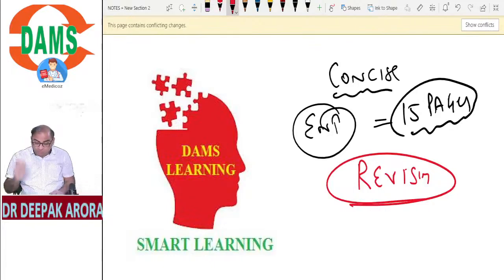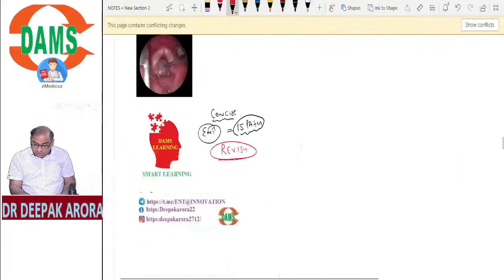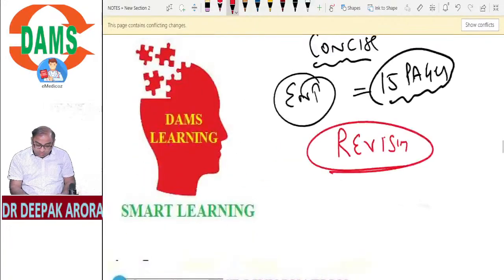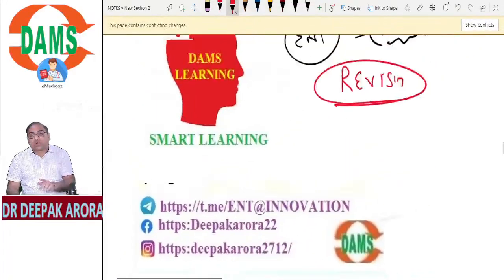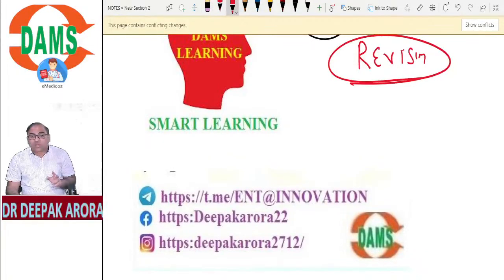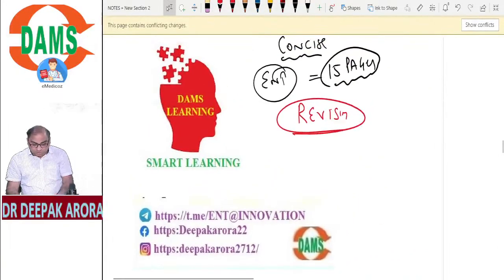Try your best to make this mind map. Try to make this mind map of congenital dyspnea. Any query, feel free to ask me. You can inbox me, you can write in the Telegram group. Just try your best to concise this topic, revise before sleep, beta.